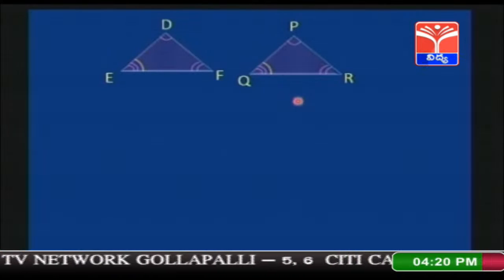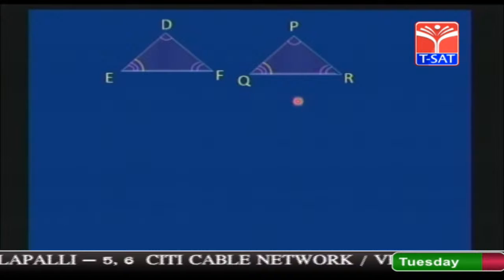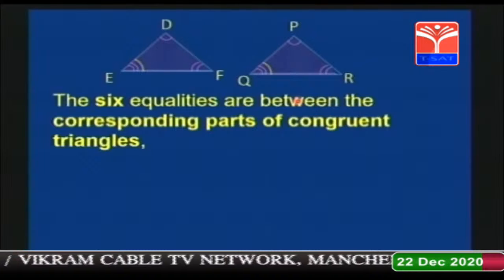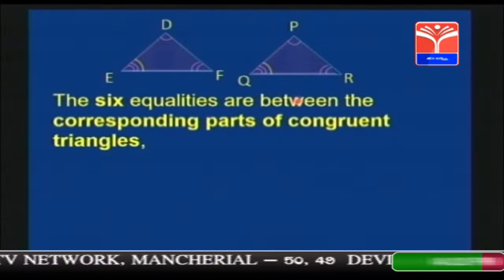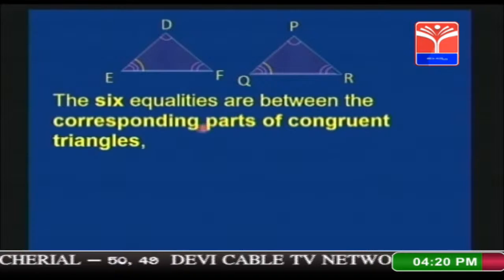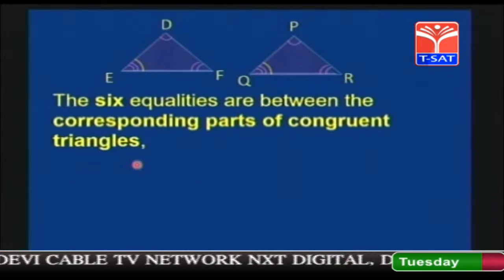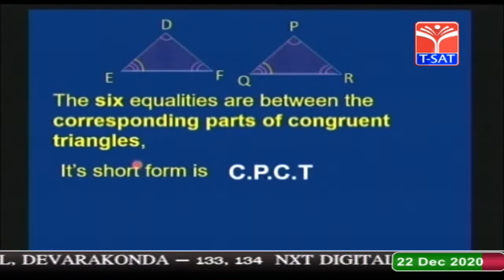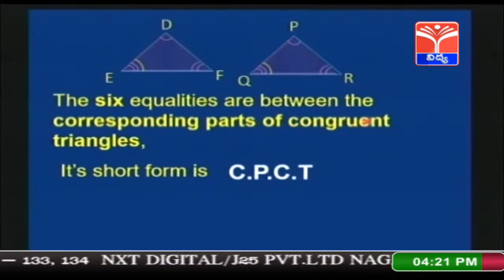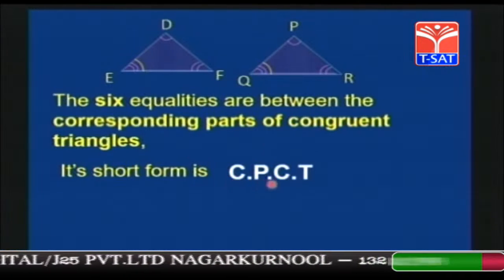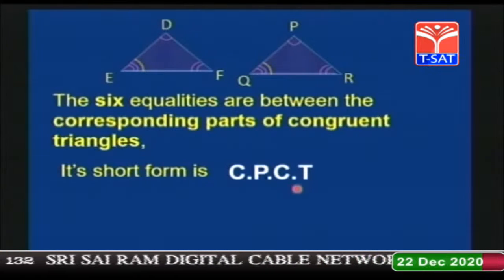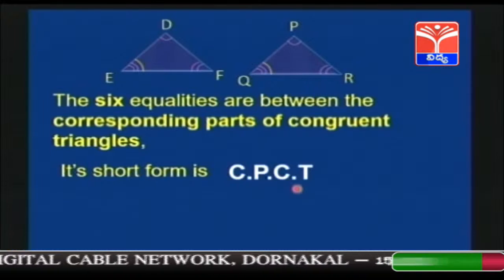Nothing but these are the corresponding parts of these two congruent triangles, and we write like this. The 6 equalities, meaning 3 sides and 3 angles, are between the corresponding parts of congruent triangles. Its short form is CPCT. CPCT means corresponding parts of congruent triangles. See how to use the concept of CPCT while solving problems. I explain with a simple example.